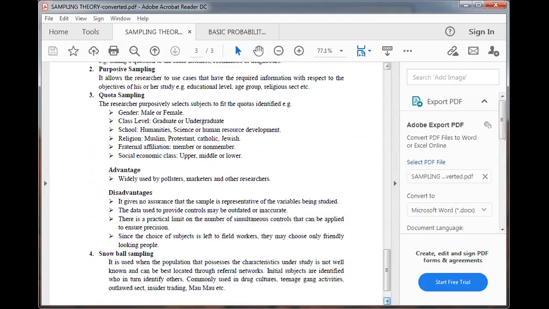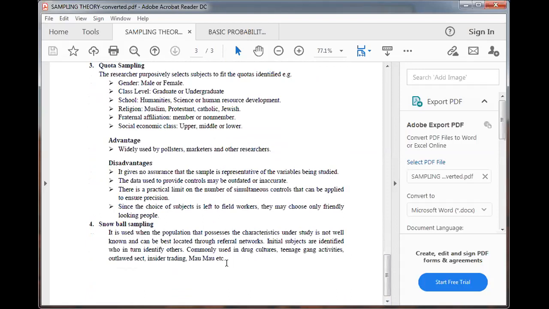Then we have got what we call the snowball sampling. Snowball sampling is a case whereby as a researcher, you don't have enough information concerning a certain phenomenon, and therefore you can only rely on referrals. You can only rely on referrals because you don't have enough information or that field is very new to you. Like for example, if you are doing a research on people who are using illegal drugs, it is very hard for you to go and find those people anyhow.